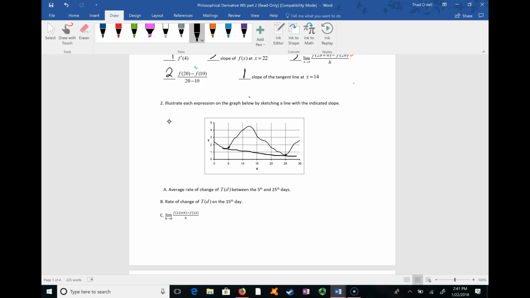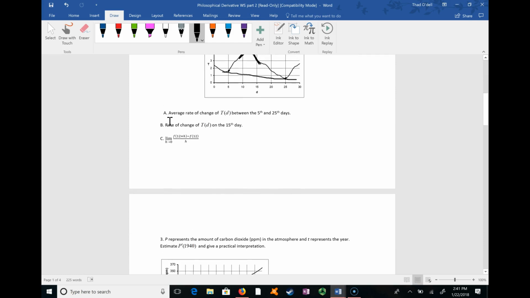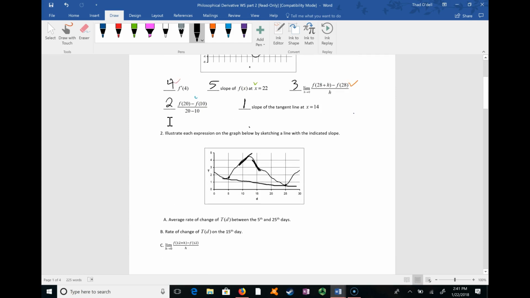Okay, rate of change of T of d on the 15th day. So that's an instantaneous slope. So that would look something like this. And then part C is just talking about the instantaneous slope at x equals 12. So that would be right about there-ish. So it would look something like that. Okay. So let's see, this would be A, that would be B, and that would be C.